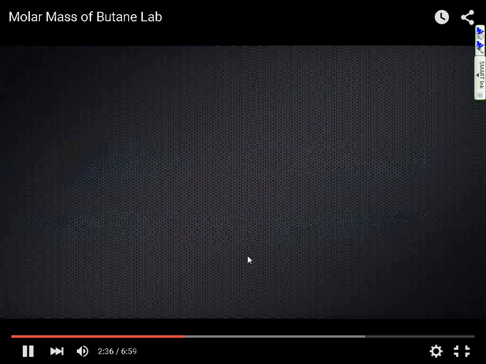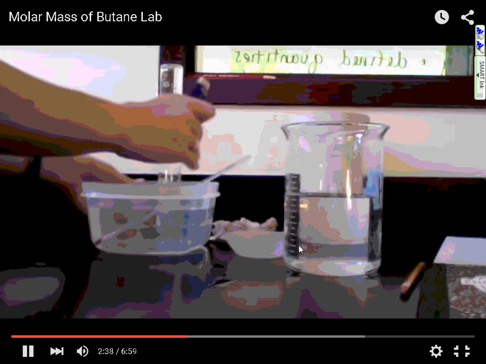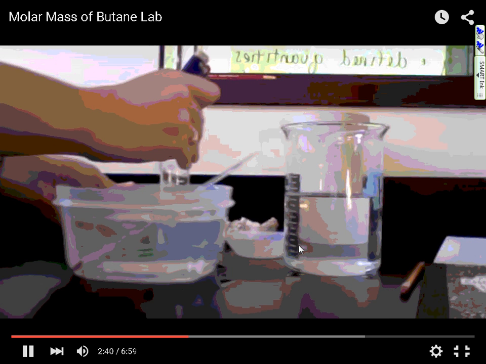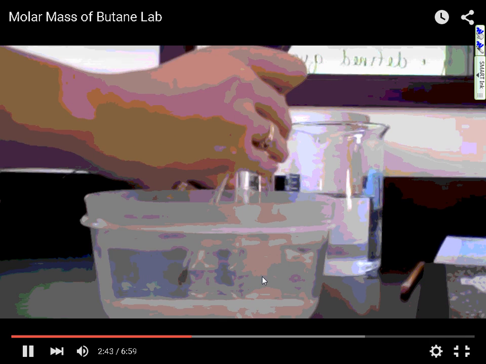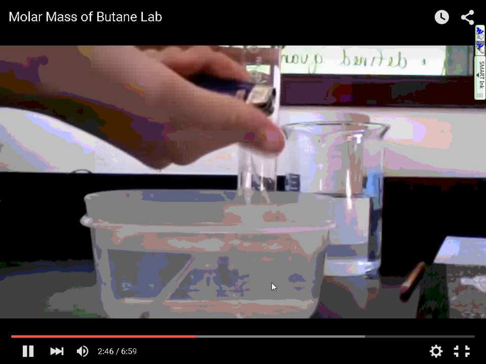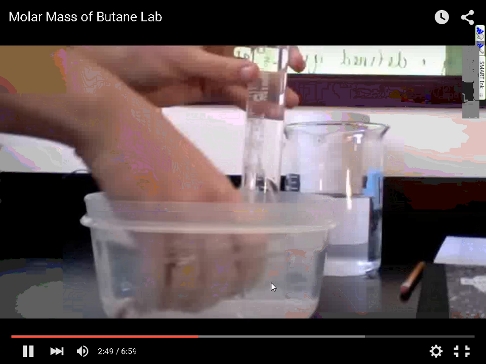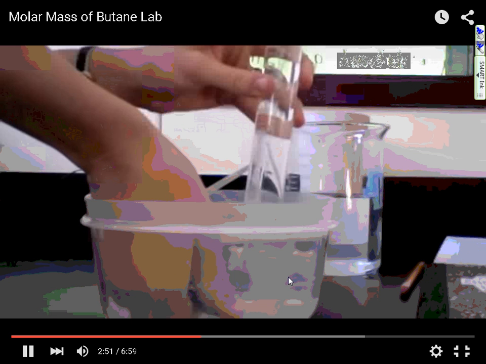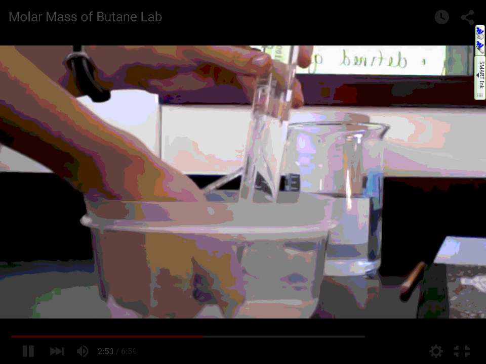Then you're going to put the Bic lighter underneath the graduated cylinder's mouth, which is way deep down below the water surface. Underneath water, you guys see that? Underneath the water, that's when you're going to pull the trigger. You can see the bubbles. You see the bubbles? That's what you're going to do.